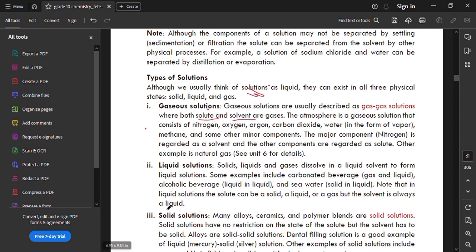So the third type of solution is solid solutions. Many alloys, ceramics and polymer blends are solid solutions. So solid solutions have no restriction on the state of the solute, but the solvent has to be solid.